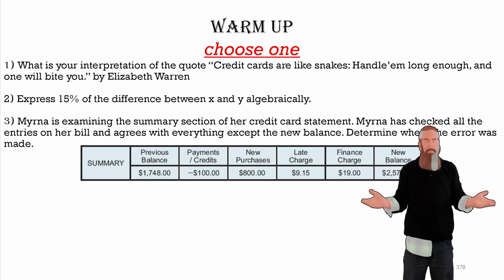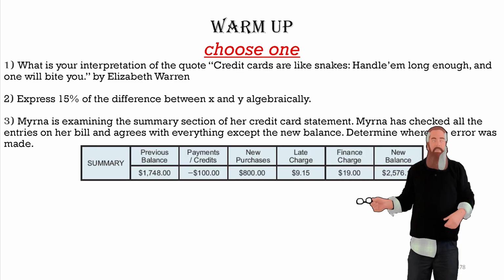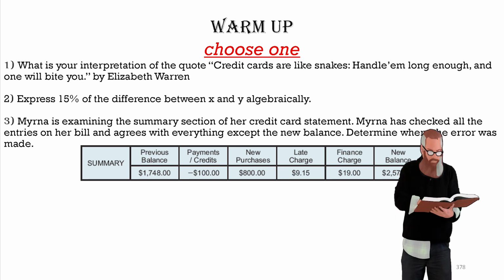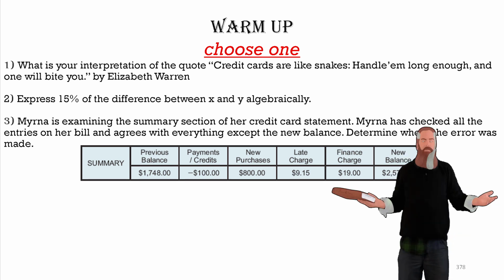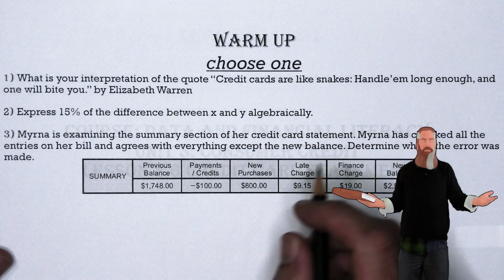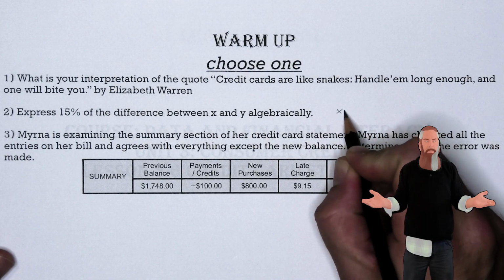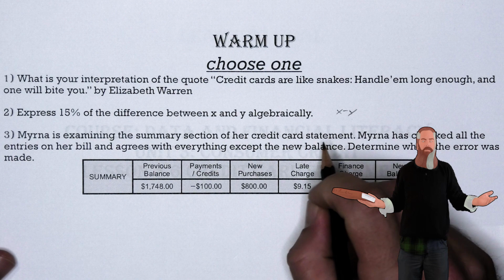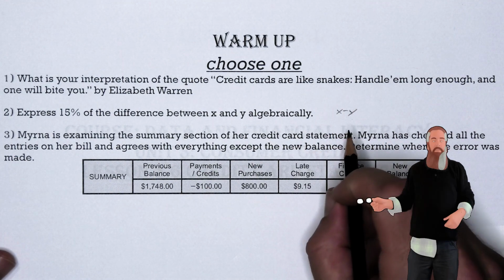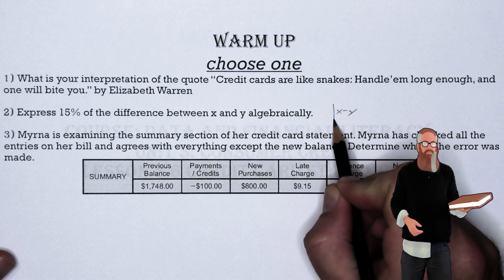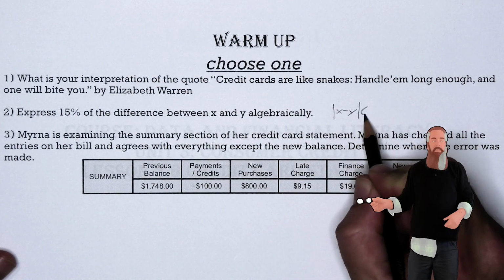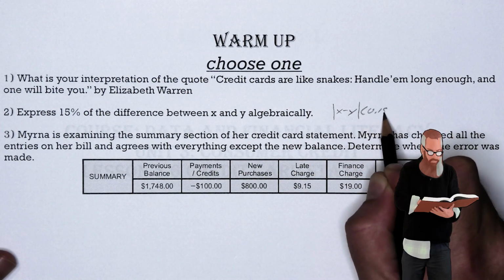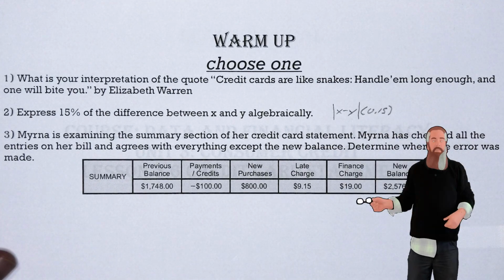Before we get into it, let's make sure we're ready for this lesson by doing warm-up number 2. Express 15% of the difference between x and y algebraically. Now, the difference between x and y is simple. That's a minus thing. But we always want this to be a positive value, so we're going to take the absolute value of that. Then we will multiply it by 15% or 0.15.